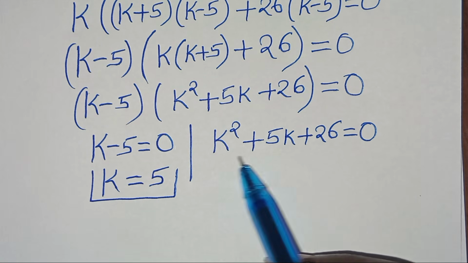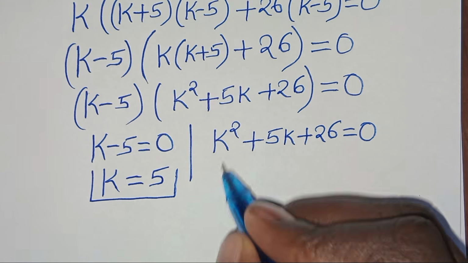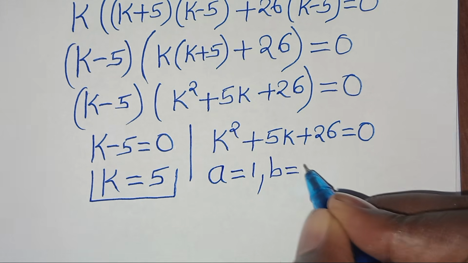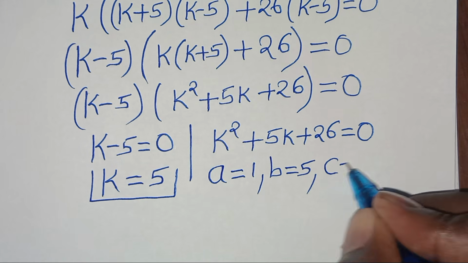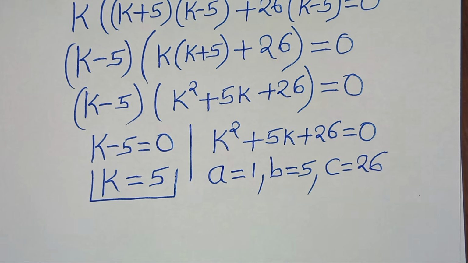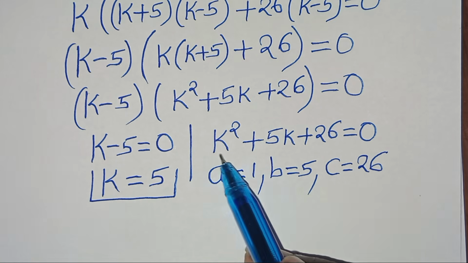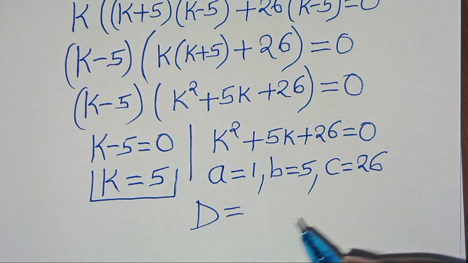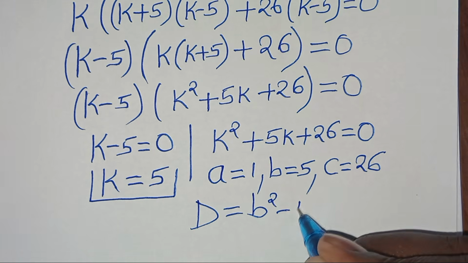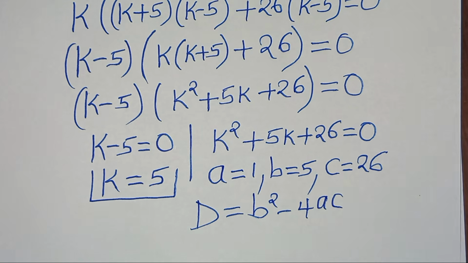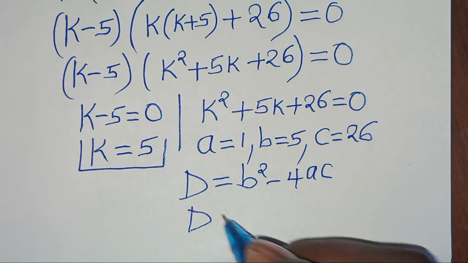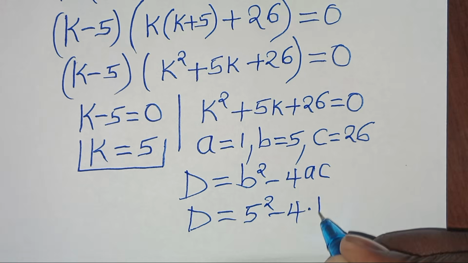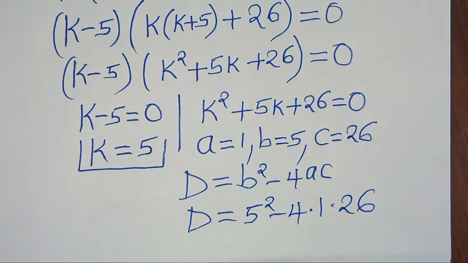Now in the second part here, this is a quadratic equation where we have a is equal to 1, b is equal to 5, and c is equal to 26. Now let's assess the nature of the roots of this quadratic equation. That is by determining the discriminant value. This is b squared subtract 4ac. So this implies that the discriminant is equal to 5 squared minus 4 times a, which is 1, times c, which is 26.